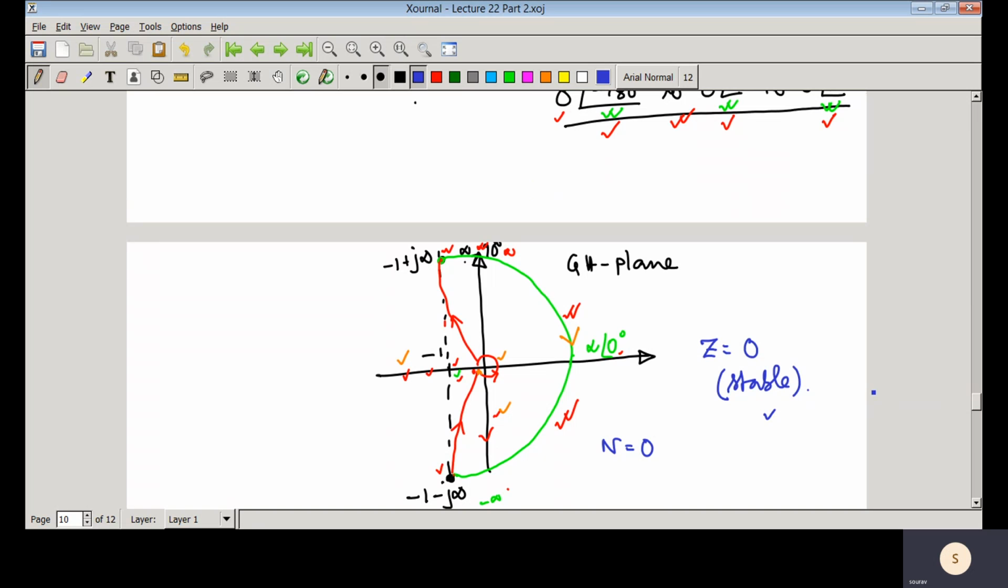So in next lecture we will be discussing some more concepts related to that Nyquist stability criteria, that is gain margin, phase margin, and how that frequency domain specifications are related with the time domain specification. Then I'll complete this particular part.